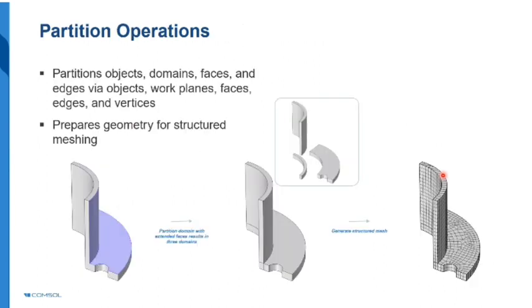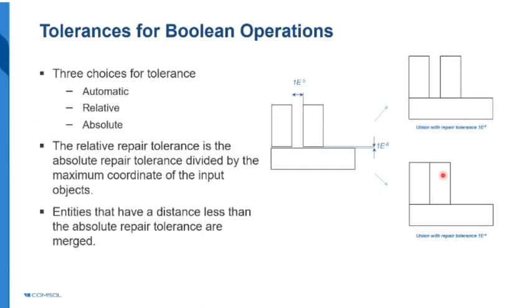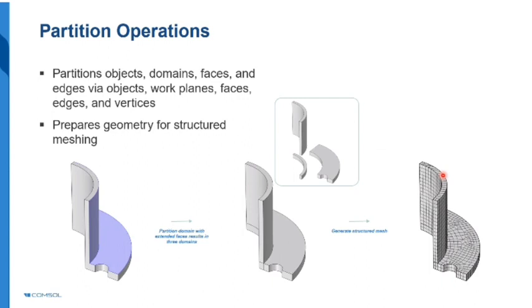The next, after Boolean operations, is partitioning. You can partition objects, domains, faces, etc. This is typically required, as shown over here, in order to create structured meshes. Or, let's say you have this original geometry and you want to apply a certain type of boundary condition on this curved surface only, and not on this surface. In that case, you may want to partition that surface, as of now it is a continuous surface only. So in those cases, the partition operations can be really very useful.